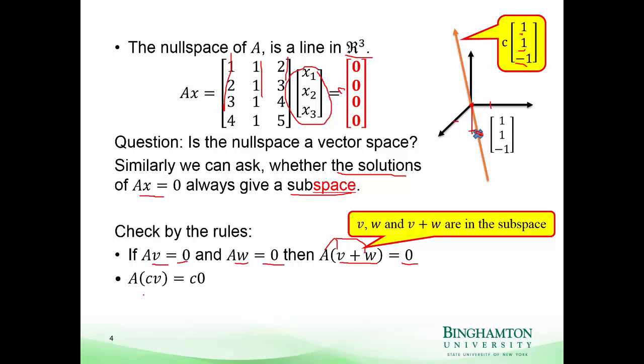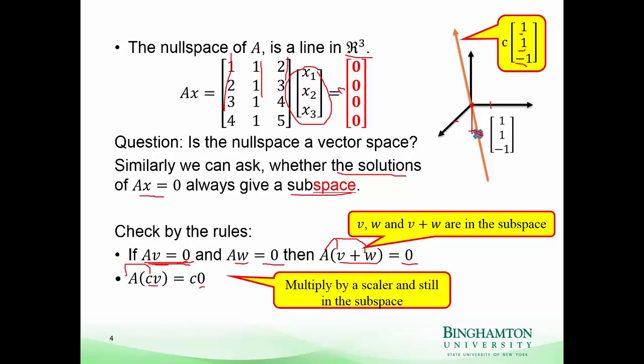And then the second thing is multiplication. So V is in the null space, and if we take C times V for any scalar C, well, we know that we can pull the C out in front. So we have C times AV, but AV is equal to 0, and so that's equal to 0 itself. And so now we've established that multiplying by a scalar gives a vector that's still in the subspace.